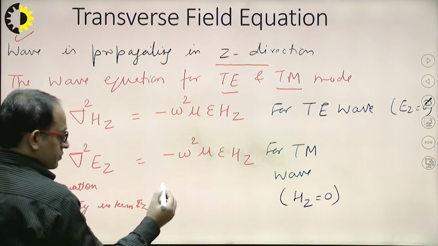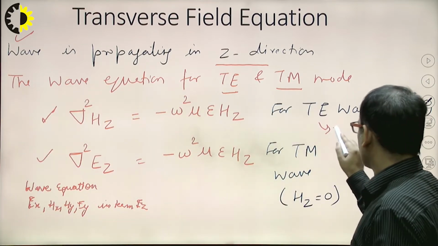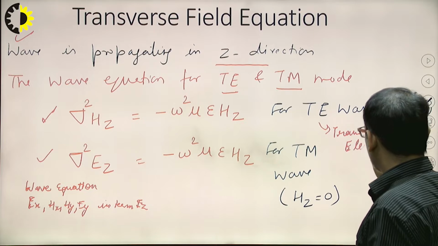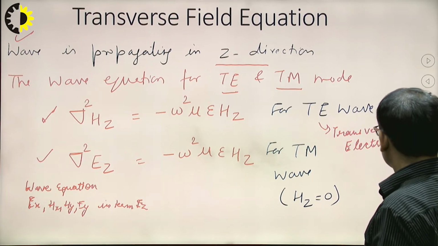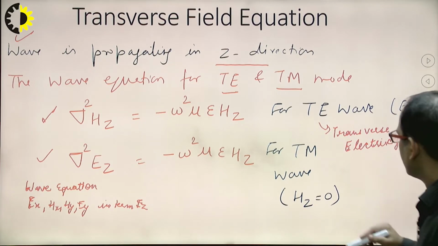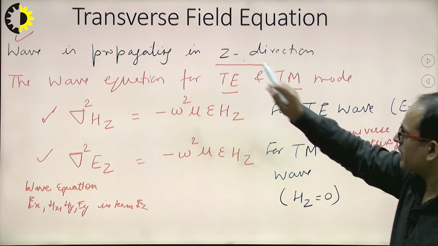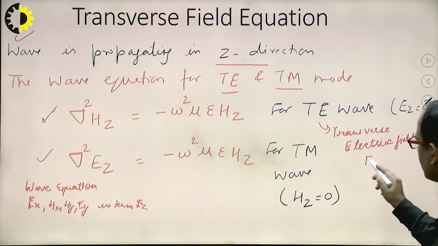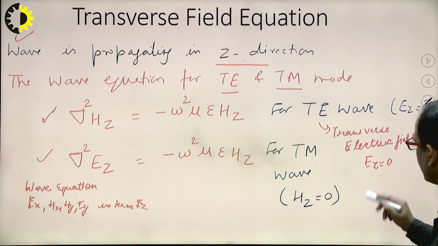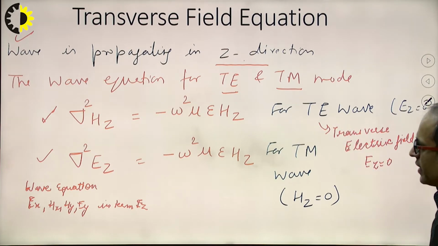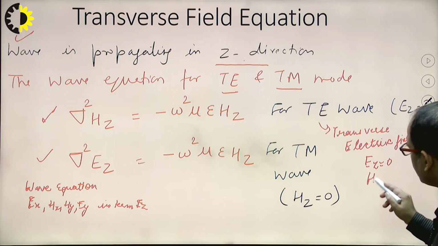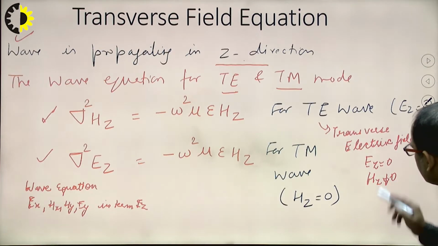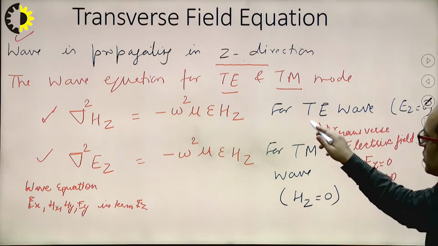Now TE mode is known as the transverse electric field. If the wave is propagating in the z direction, transverse means there will be no longitudinal electric field. It means Ez is equal to 0, and Ex and Ey will exist, and Hz is not equal to 0. Clear? So this one is the TE field.